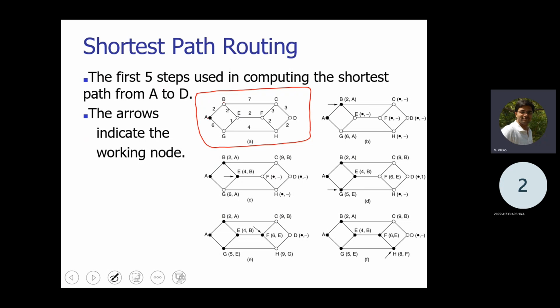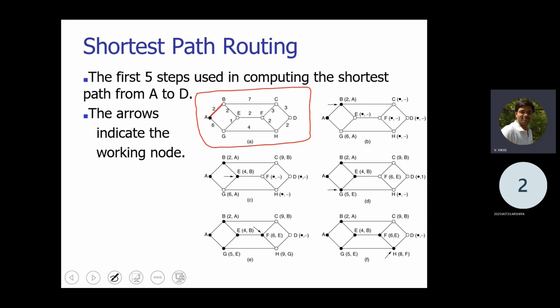The units can be shortest distance, delay, throughput, or reliability. It can be anything, it can be proportional to anything. So basically from A to B, I consider the cost is 2. Similarly, I have the cost involved for each edge for all the other nodes.